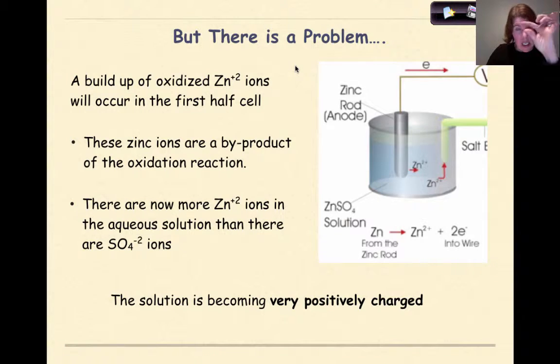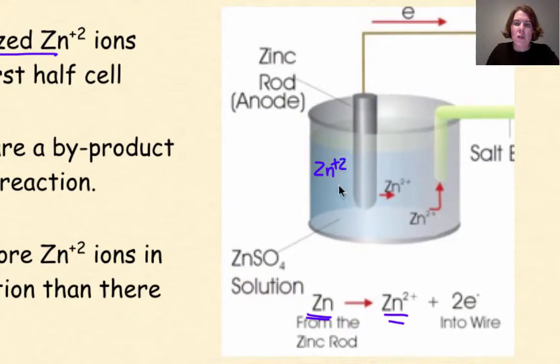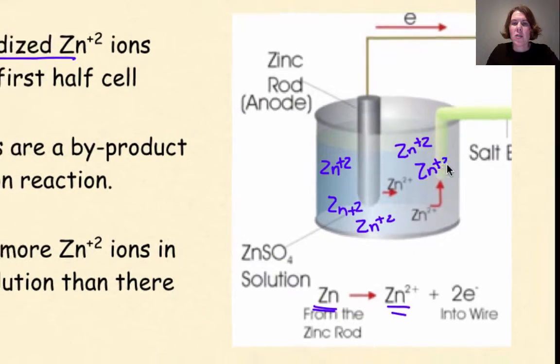But we have this tiny little issue, little problem. In the oxidation half cell, we're going to have a buildup of oxidized Zn+2 ions. Here's the zinc electrode. Great, it's being oxidized. I'm producing zinc+2. The zinc+2 ions are flowing into the solution. That's great. Oh no, there's a lot of Zn+2 right here.